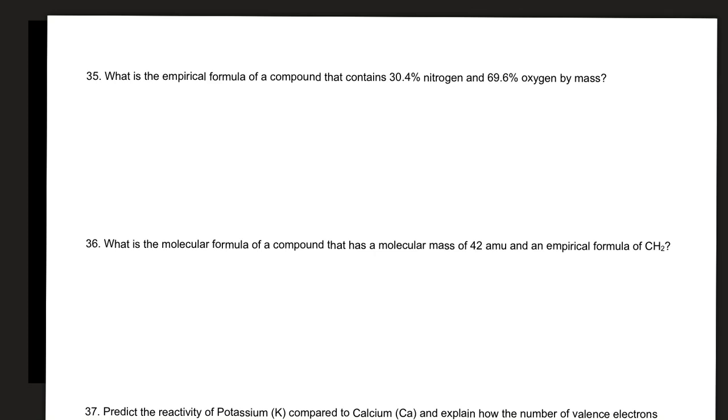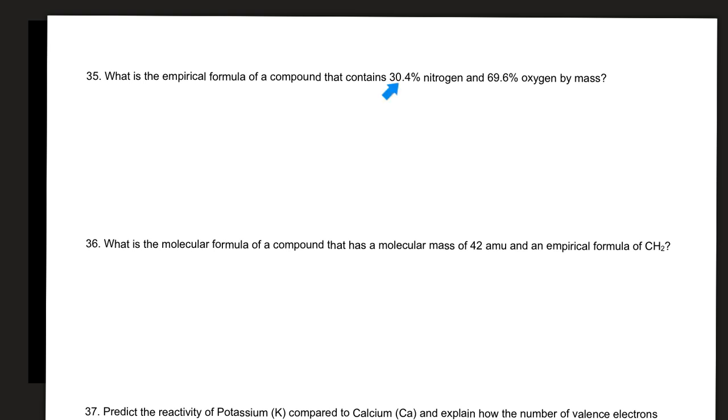All right, the next problem is number 35, and we're looking for the empirical formula of a compound, and here are the percentages. So the first thing that we're going to do is add up the percentages. Go ahead and add 30 and 69. So this is very close to 70. This is very close to 30. But go ahead and add them up into the calculator and verify that it is equal to 100.